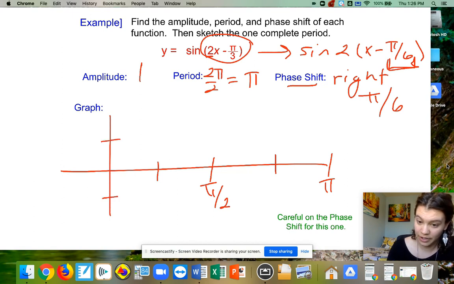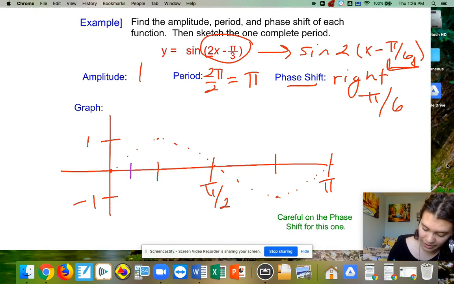Amplitude is just going to stay 1, and then we're not moving up or down, so I'm not going to add other marks. And then the standard graph is going to start at 0 for sine, and it's going to go up, down, down. And then we want to move this pi over 6, so make some sort of indication that you're moving pi over 6. This would then become 7 pi over 6.